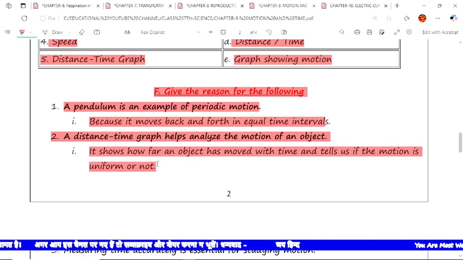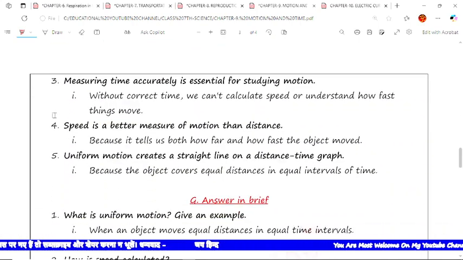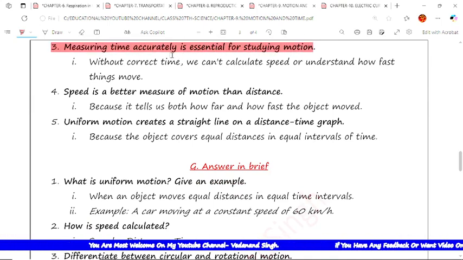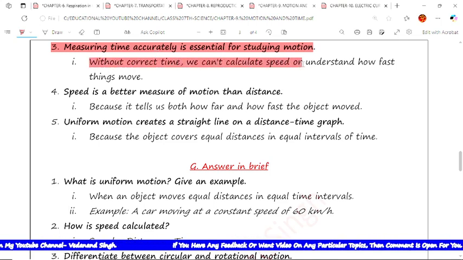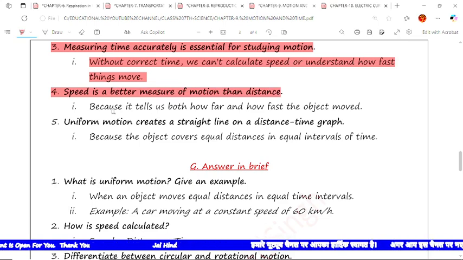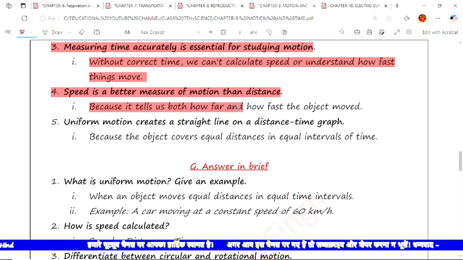tells us if the motion is uniform or not. The next statement is: measuring time accurately is essential for studying motion. The reason is, without correct time, we cannot calculate speed or understand how fast things move. Now the next statement is: speed is a better measure of motion than distance. Yes, it is, because it tells us both how far and how fast the object moved.